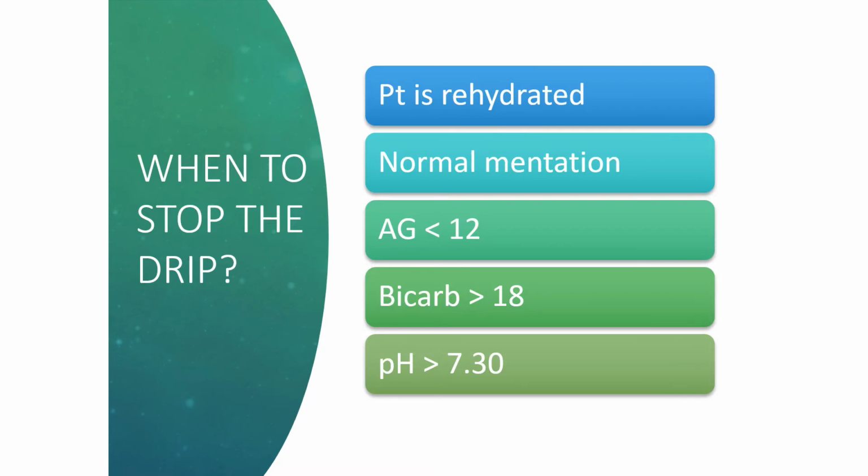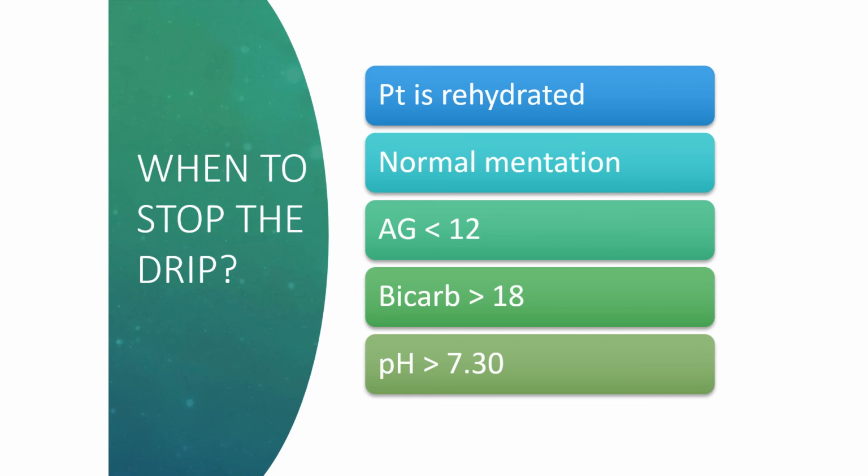So when do you stop the drip? Well, there's several criteria for this, but you need to make sure that the patient is rehydrated, first of all. You need to make sure that their mental status is normal. You need to make sure that their anion gap is closed. You need to make sure that their acidosis has resolved, and also that their pH is fine. So their acidemia is fine also.